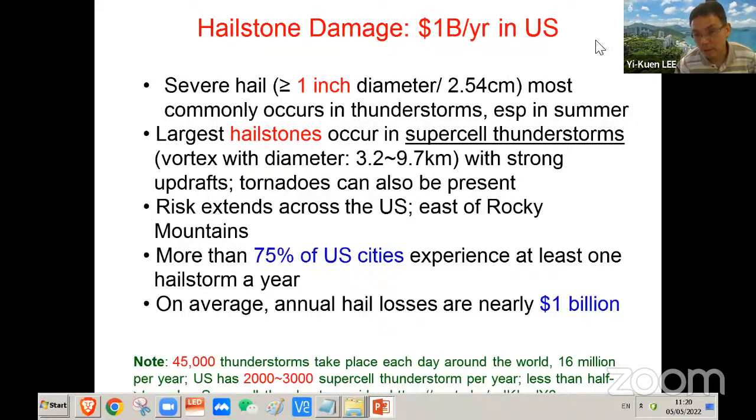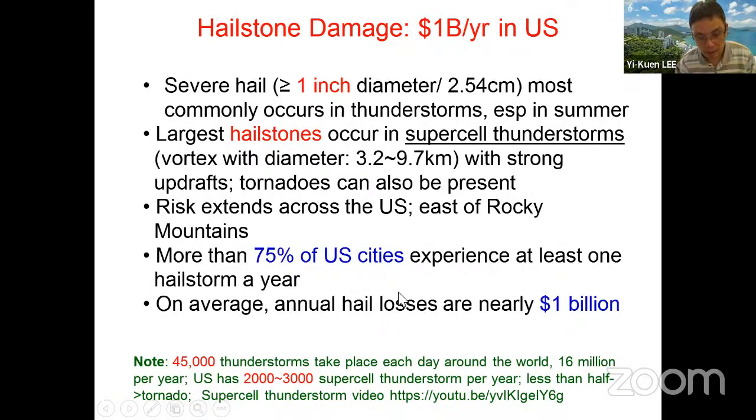It causes a very big loss of money due to this kind of severe weather phenomenon. Severe hail is typically bigger than 1 inch in diameter, or 2.5 centimeters. If the hailstones are very large, you can have really big trouble. They can damage a lot of buildings and even cars and other things. So I think it's a very big issue.